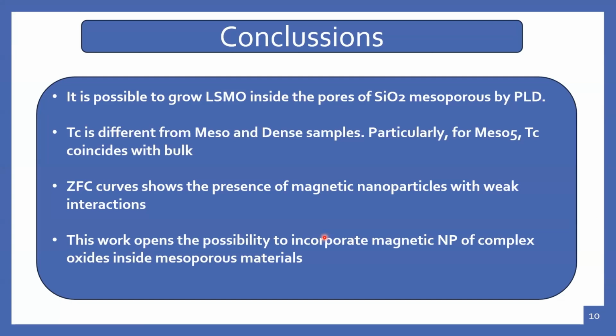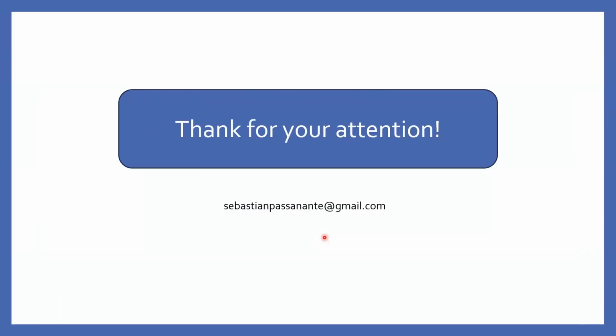So finally, as a conclusion of this work, it is possible to grow the LSMO inside the pores of the silicon dioxide mesoporous layer by PLD. The Curie temperature is different for meso and dense samples. In particular, meso 5 has a Curie temperature that coincides with bulk. And the zero field cooling curve shows the presence of magnetic nanoparticles with weak interaction. And finally, this work opens the possibility to incorporate magnetic nanoparticles of complex oxide inside mesoporous material. So thank you for your attention, and if you have a question, I'm here.